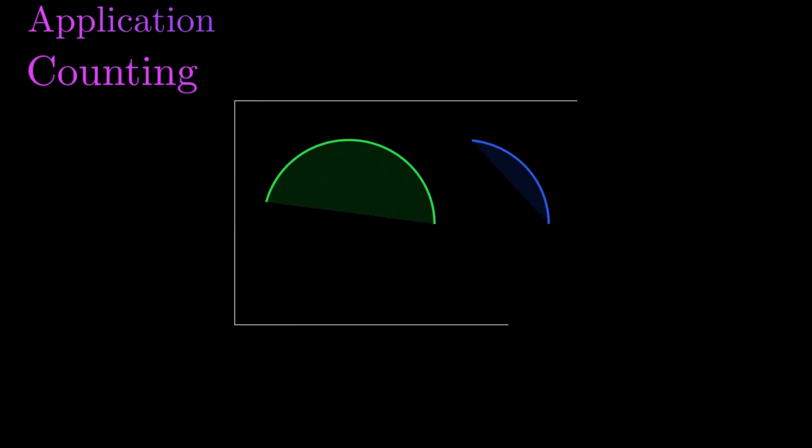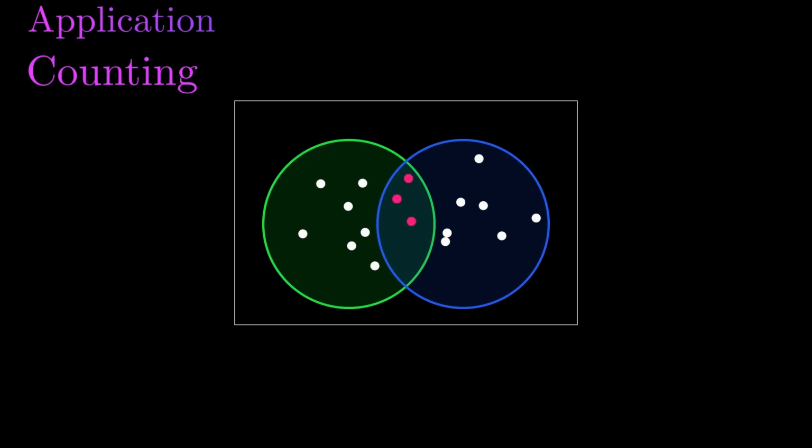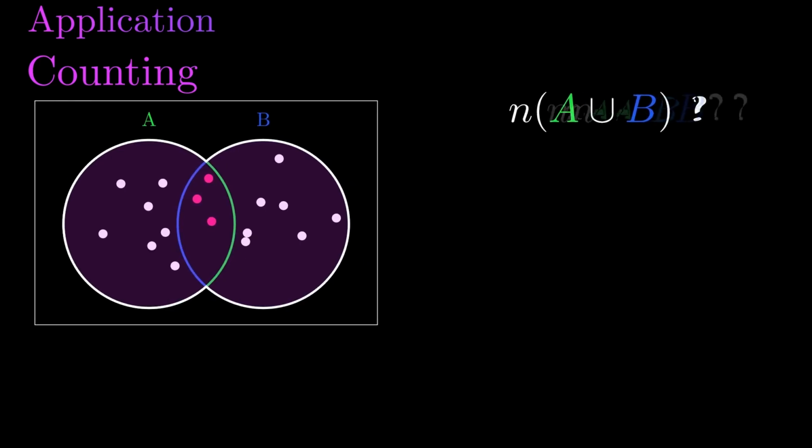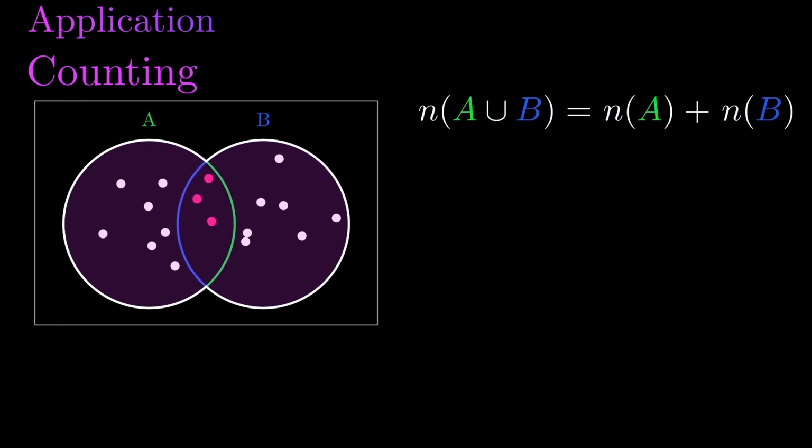One of the most common applications is in counting. Let's say you have two finite sets, A and B. How many elements are in their union? n of A union B. Your first guess might be to just add them, n of A plus n of B, which is 10 plus 10. But what about the intersection?